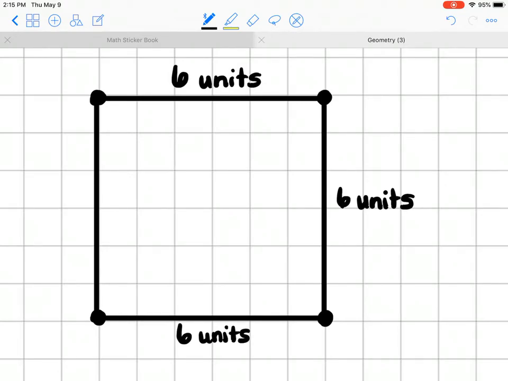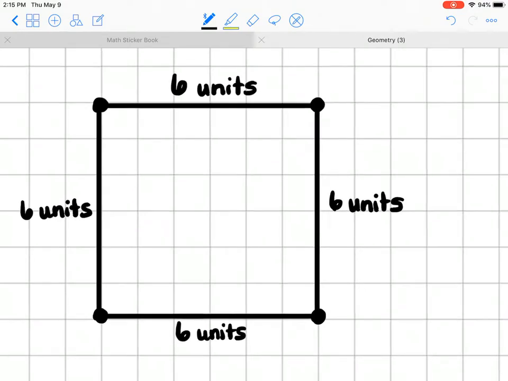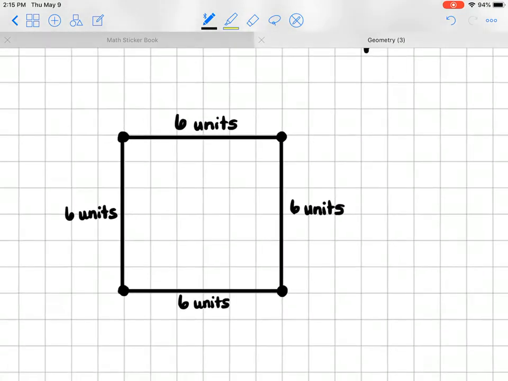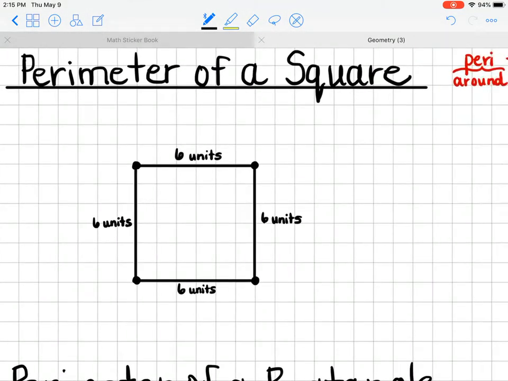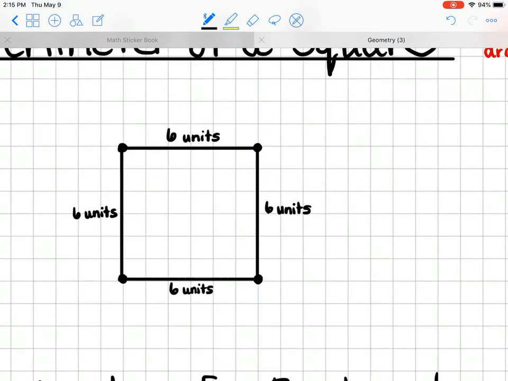I truly believe that a picture is worth 1,000 words. Anytime you can see a picture in this course, it's going to help you. And you may be thinking, why is she not using inches or feet or miles? Because I don't know. All I can tell you is that these are these little boxes. So I could say boxes instead of units, but I like units for math. So this particular polygon is a square. It's a quadrilateral, it's four-sided, and it's a square.